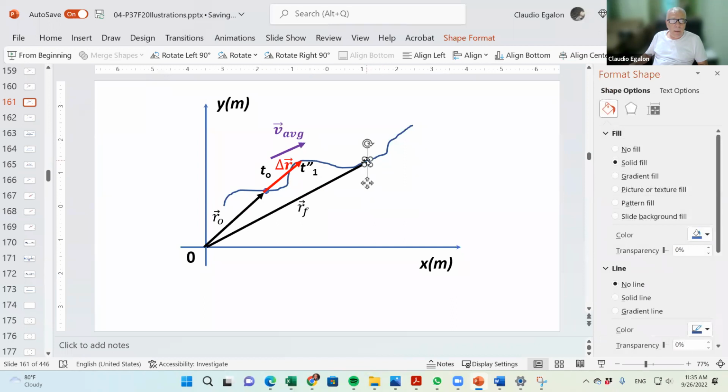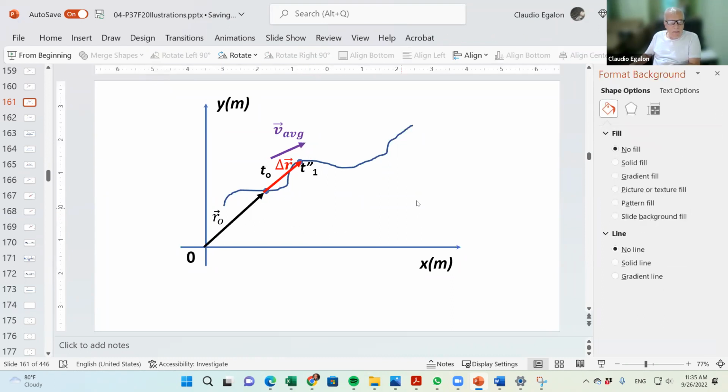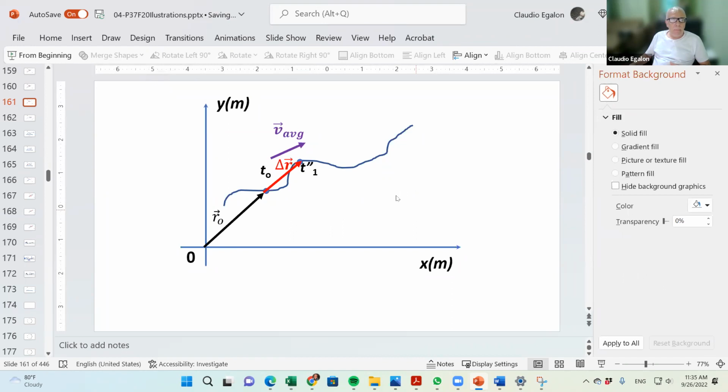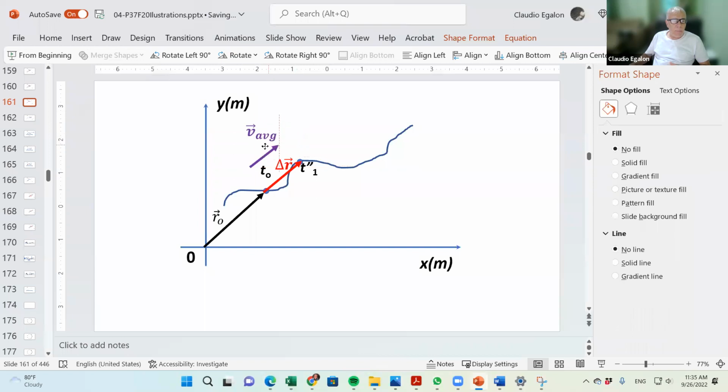By the way, I should have put this point here. I'm not going to put the R final there, otherwise my graph becomes too busy. So what happens to the average velocity? The average velocity again changes direction and maybe changes intensity, the length, as well.